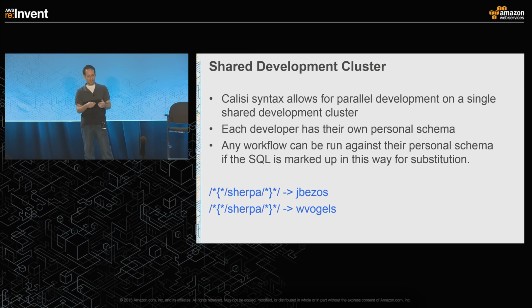So if both Jeff Bezos and Werner Vogels want to develop on the Sherpa flow, you basically can just have some tools that go and create them their own version of the schema and run against that schema and use the same procedures. So rather than having the overhead of spinning up an individual cluster per user, you can instead all operate on the same shared development environment. And as I said, we're working on open sourcing this, so it'll be available if you guys want to see exactly what we did, but feel free to reach out as well.